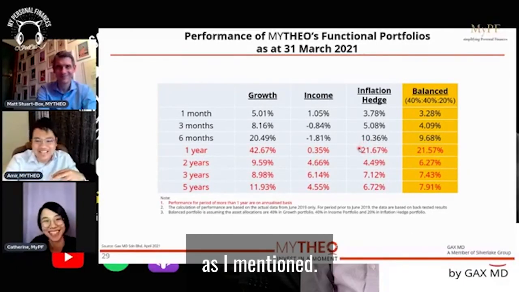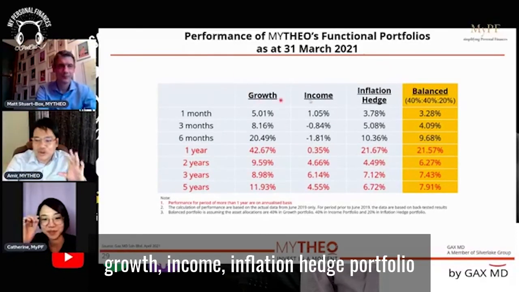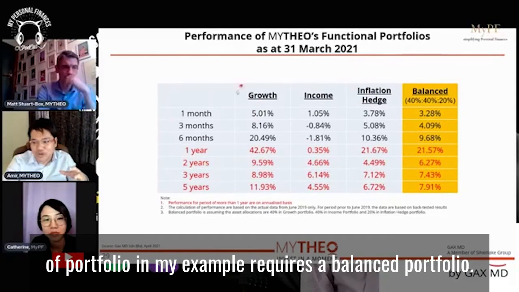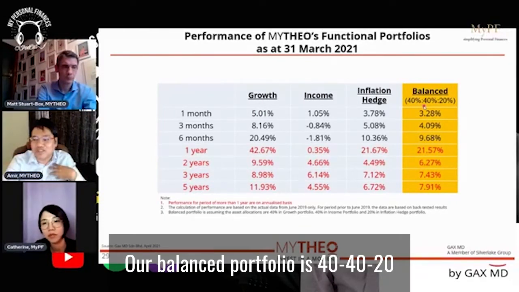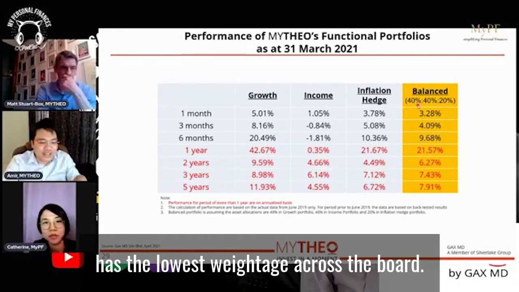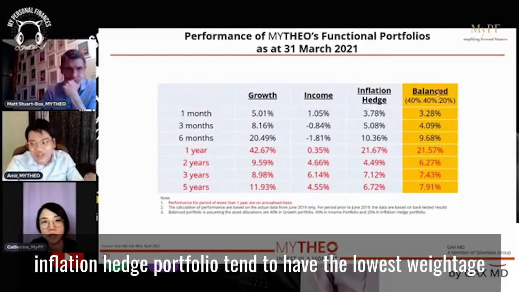eyes are wide open. As I mentioned, we have three portfolios: growth, income, and inflation hedge. Each individual investor has a different weightage across the portfolios. In my example, we call it the balanced portfolio. Our balanced portfolio is 40, 40, 20, because naturally, our inflation hedge portfolio has the lowest weightage across the board. Across all 231 portfolios, the inflation hedge portfolio tends to have the lowest weightage.